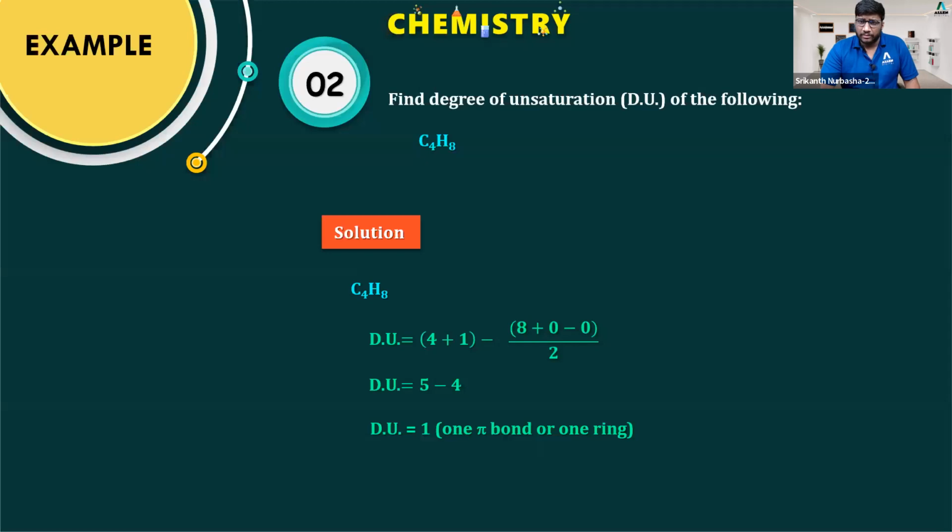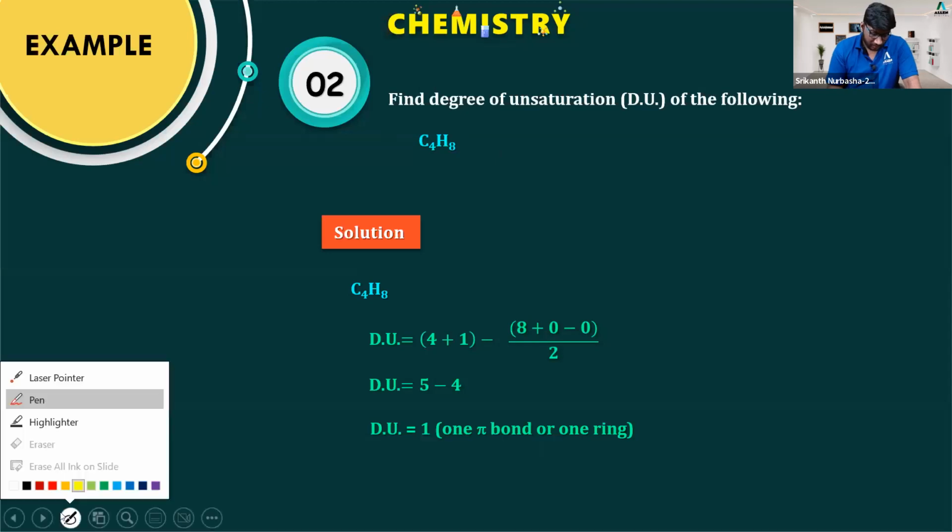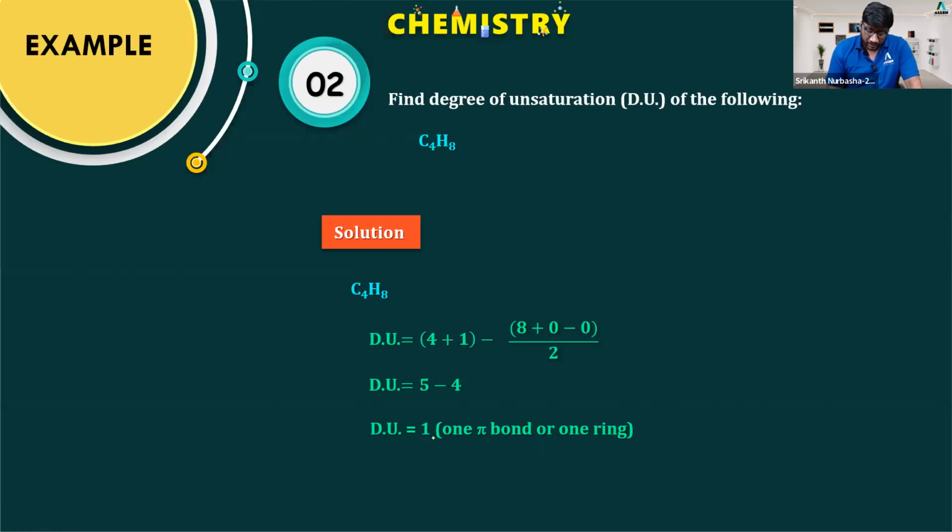In the second question, why not ring? Yeah, there can be a possibility, student. Dimple, C4H8 means you can also have a ring like this. Degree of unsaturation 1 means I'm not saying one double bond is already there. There can be one ring or one pi bond.